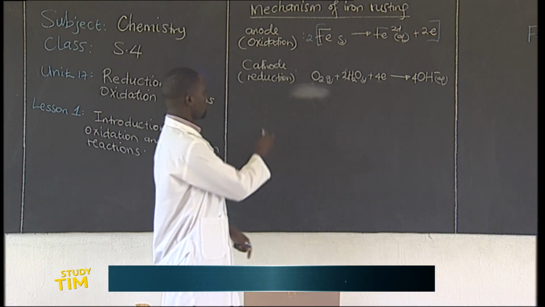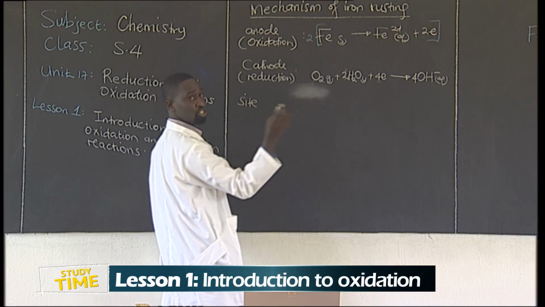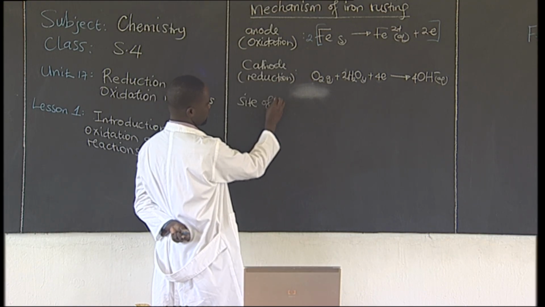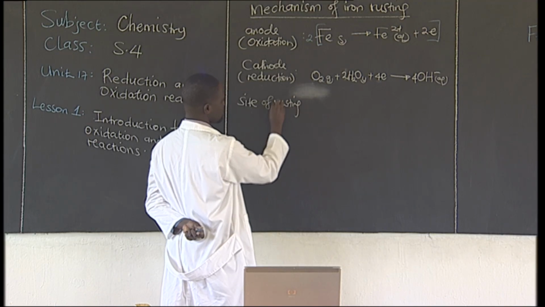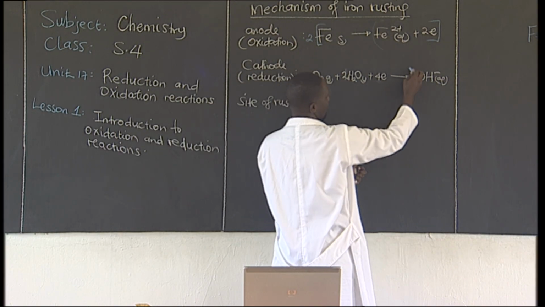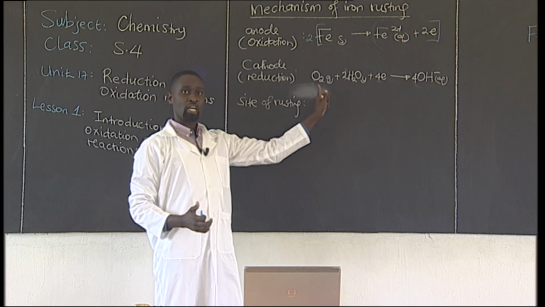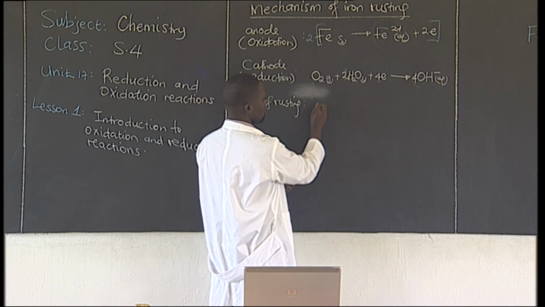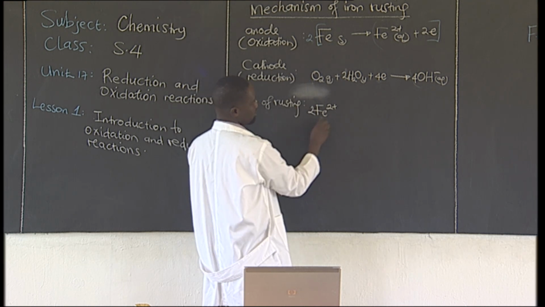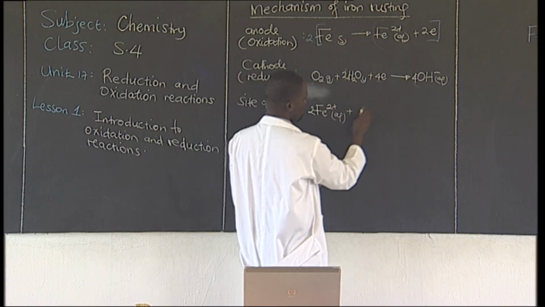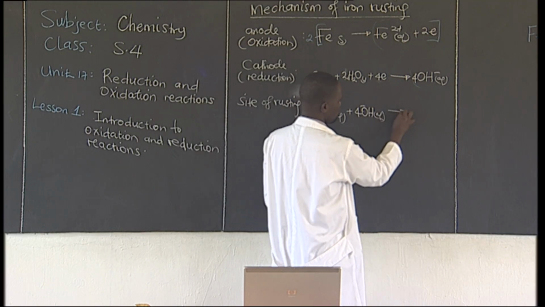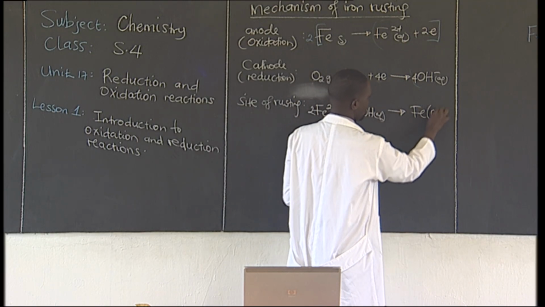we shall have the site where there is that rusting, that reddish-brown component. We call it the site of rust, the site of rusting. So this and this, as the products of oxidation and reduction, will combine. We have iron 2 plus, remember there are 2 ions, which will combine with 4OH- to form iron 2 hydroxide.